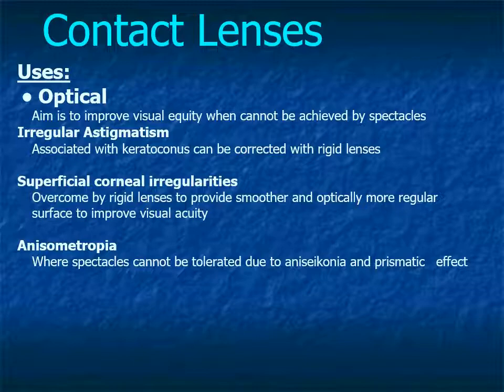We can use the contact lenses in anisometropia, the difference of refractive errors in two eyes, where it is more and causes a considerable aniseikonia, that is the difference of image size, and due to prismatic effect the patient cannot tolerate the glasses. As in case of unilateral aphakia, we can use the contact lens.